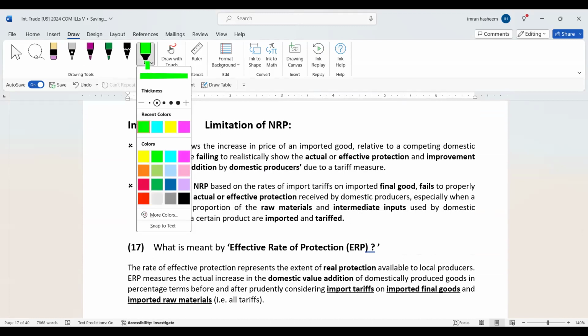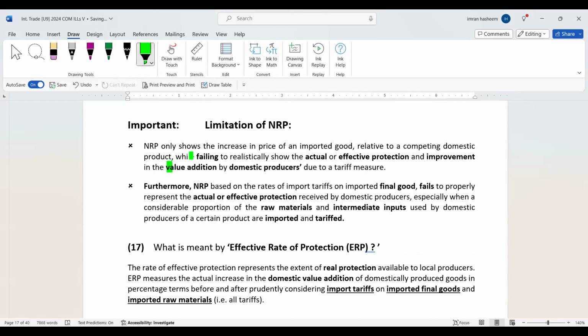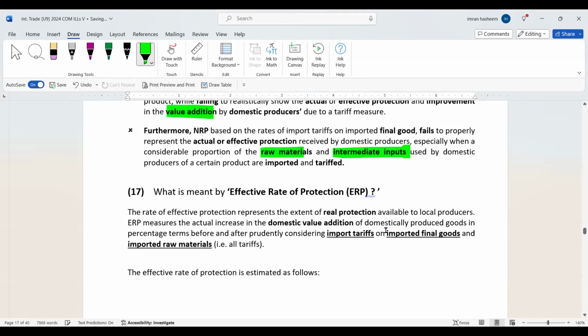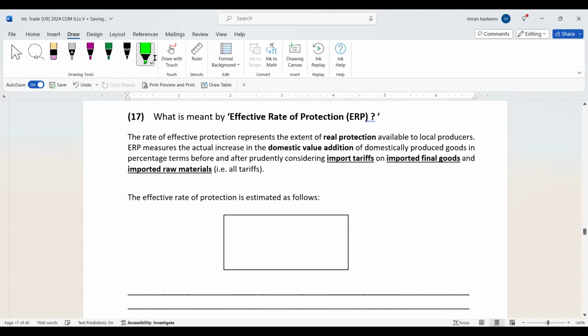Because of these limitations, we argue that we should have a better way to get an idea of the effective protection received. So we come up with a concept called the effective rate of protection. If you are asked in the exam, what is the effective rate of protection?